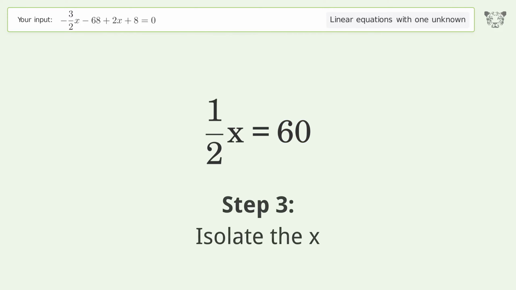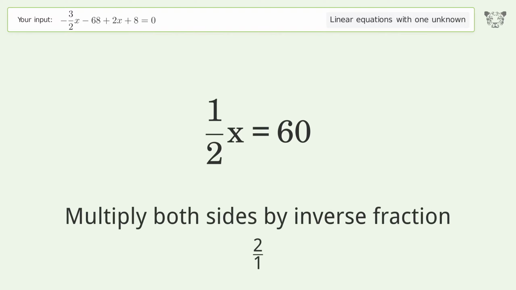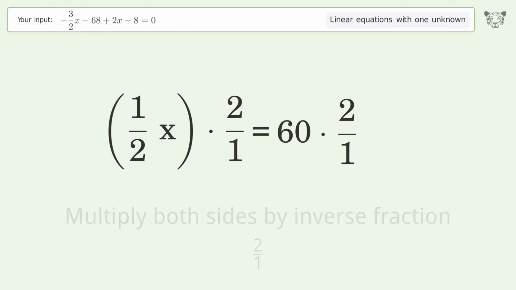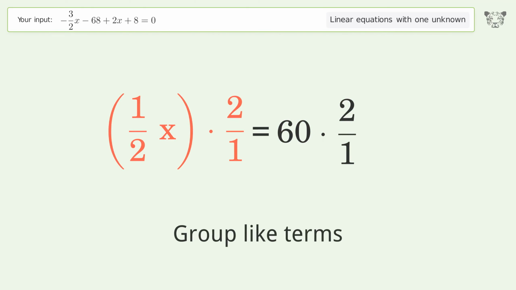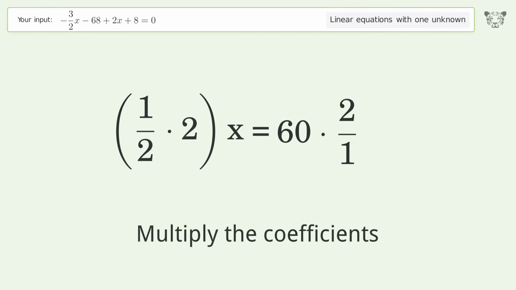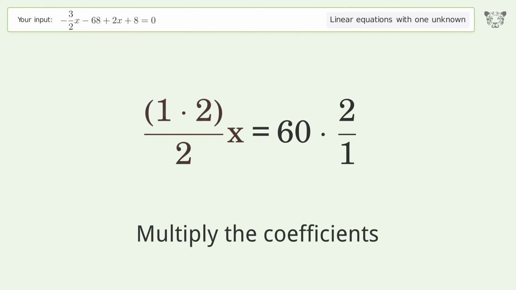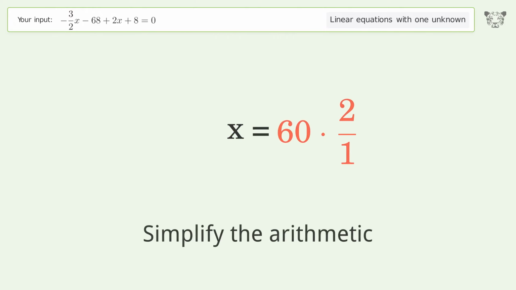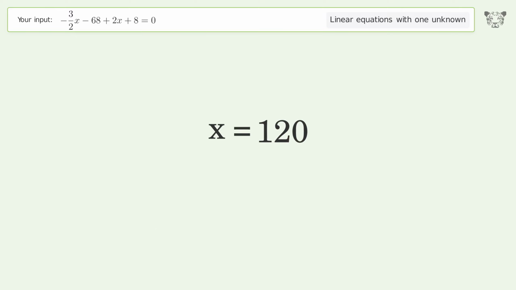Isolate the x. Multiply both sides by inverse fraction 2 over 1. Group like terms. Multiply the coefficients. Simplify the fraction. Simplify the arithmetic. And so the final result is x equals 120.